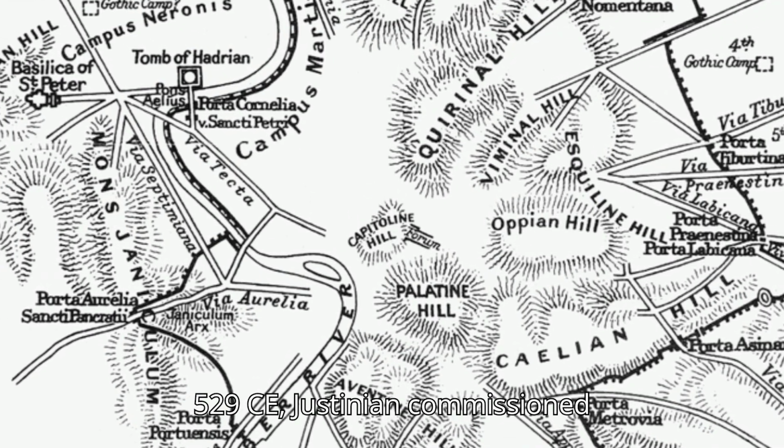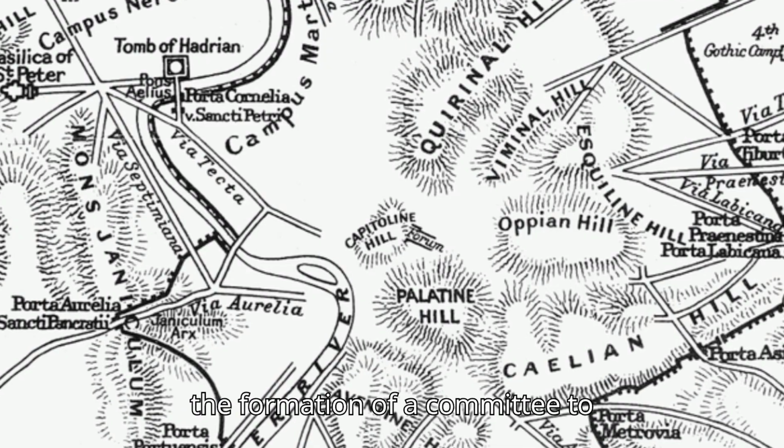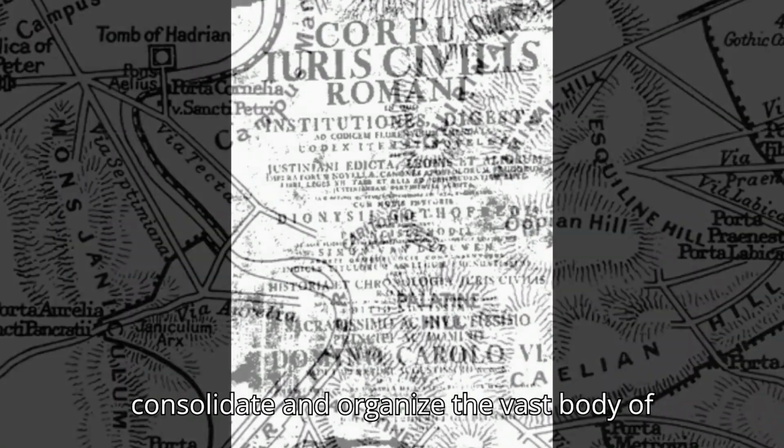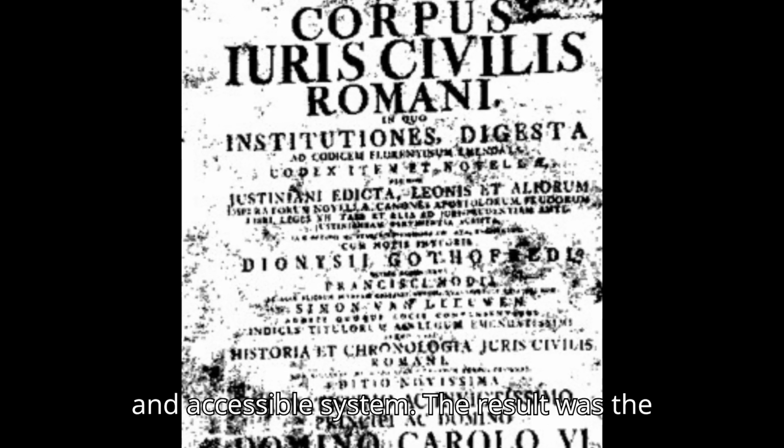In 529 CE, Justinian commissioned the formation of a committee to consolidate and organize the vast body of Roman legal traditions into a coherent and accessible system. The result was the Corpus Juris Civilis, or body of civil law, a monumental work that would serve as the foundation for legal systems in many European countries and later influence modern legal thought across the globe.